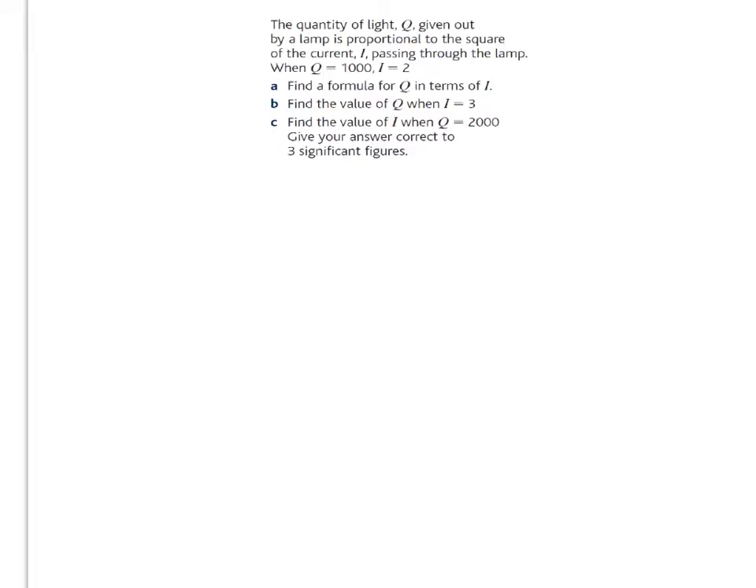Okay, so direct proportion again today, except this time with squares, cubes and square roots. So make sure to read the question very carefully. The quantity of light Q given out by a lamp is proportional to the square of the current I passing through the lamp. So I can write that Q is directly proportional to the square of I. So it's proportional to I squared.